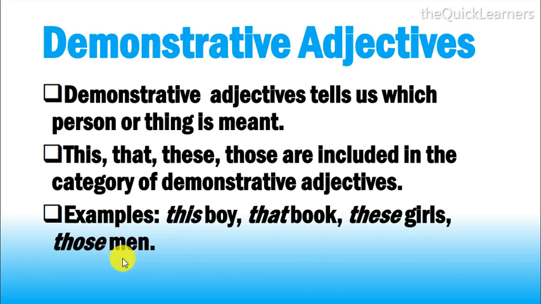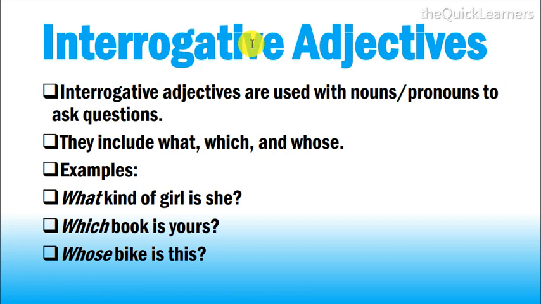So what are interrogative adjectives? Interrogative adjectives are used with nouns or pronouns to ask questions. They include words like what, which, and whose. Let's move towards the examples of interrogative adjectives. What kind of girl is she? Which book is yours? Whose bike is this? So here, these are interrogative adjectives.